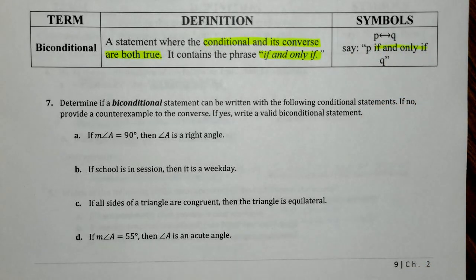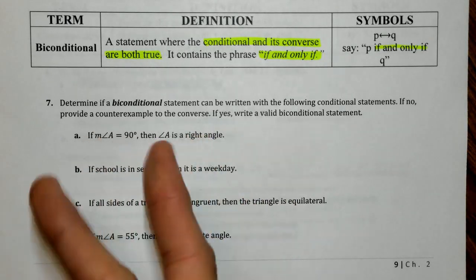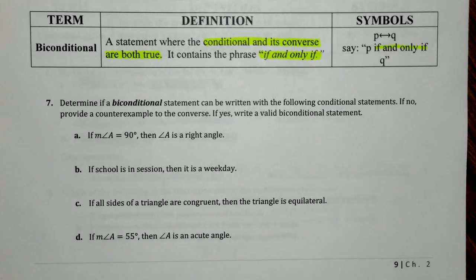All right? So now what we're going to do is we're going to determine if we can have a biconditional statement. Okay? So we have to test out the converse, test out the conditional statement, switch them, and see if the converse is also true. If not, we need a counterexample of the converse. If it is true, if both of them are true, then we'll write that biconditional statement.